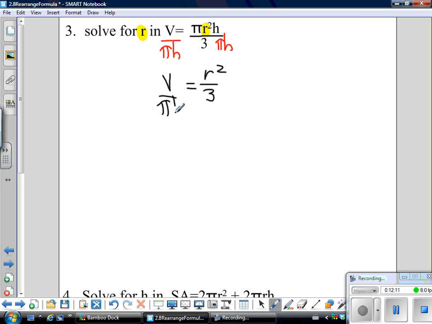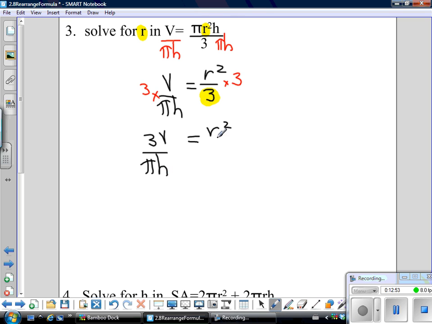Now we almost have r by itself. We have a couple more steps actually, so I need to get rid of this 3. r squared is being divided by 3, so the opposite of dividing would be multiplying. So I'm going to multiply both sides by 3, and so same on this side. That gets rid of my 3 on the right-hand side, and now I'm left with an r squared. And on this side, I'm left with 3v over pi h.